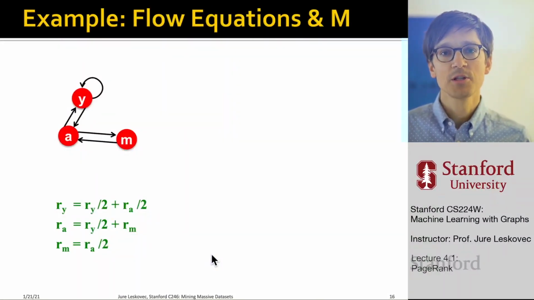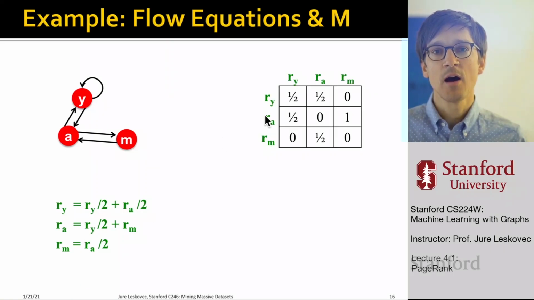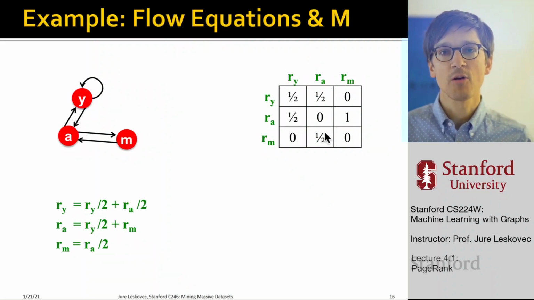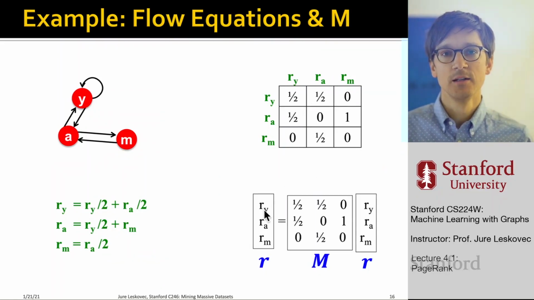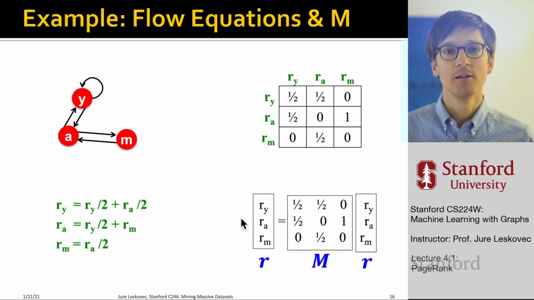Now let me give you an example of how this would look. Here is my previous example of the web graph on 3 nodes. Here is my system of equations that I had before. Now this is my stochastic adjacency matrix, and you notice that every column now sums to 1. And the way I could write the system of equations is simply to say r equals M times r. If you see this, for example, y is 1/2 of r_y plus 1/2 of r_a, which is exactly what this equation says. So these 2 representations are equivalent.